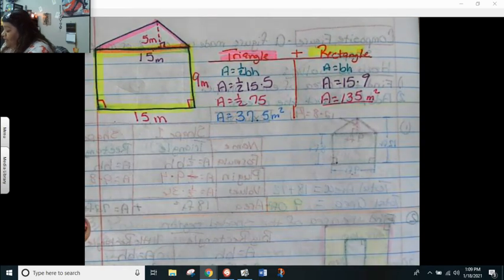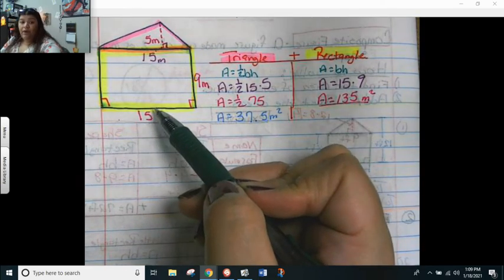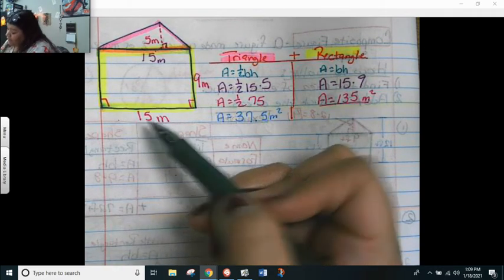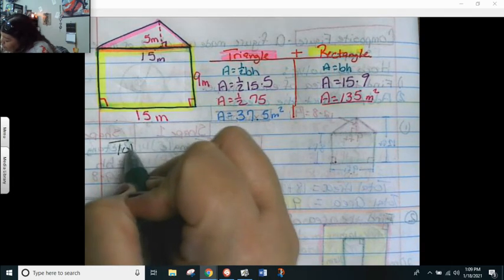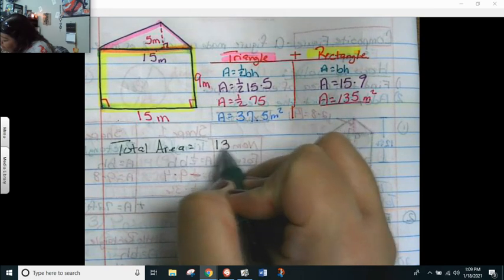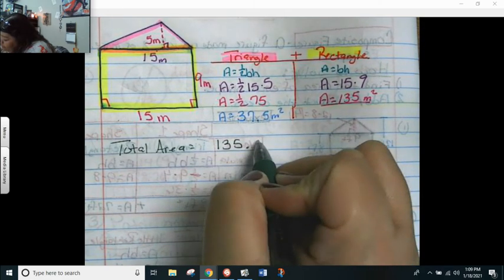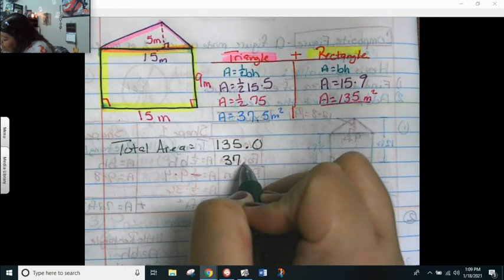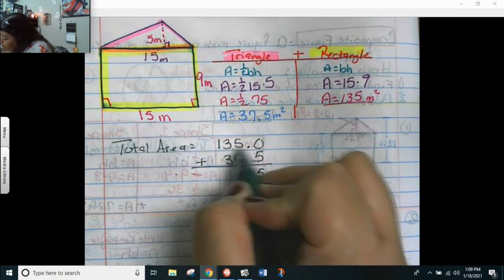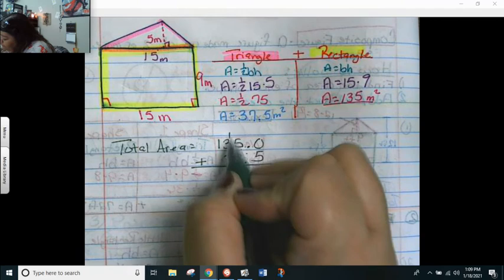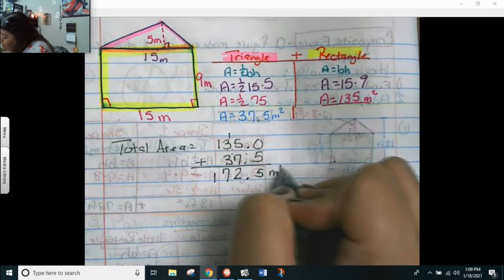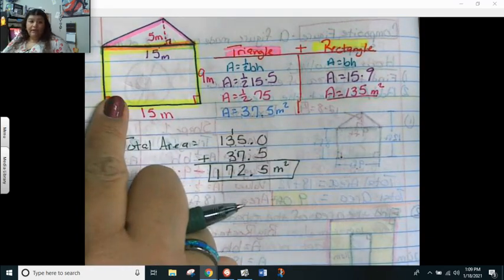Okay? Now, since you have the rectangle and you added a triangle on top, I just have to add the two areas. So to find the total area, you're going to take 135. And notice I have one decimal point in the other one, so I'm going to put 0.0. So I make sure everything is lined up, and we're going to add them together. That's 12, 7, and 1. So 172.5 meters squared is the total area of this.